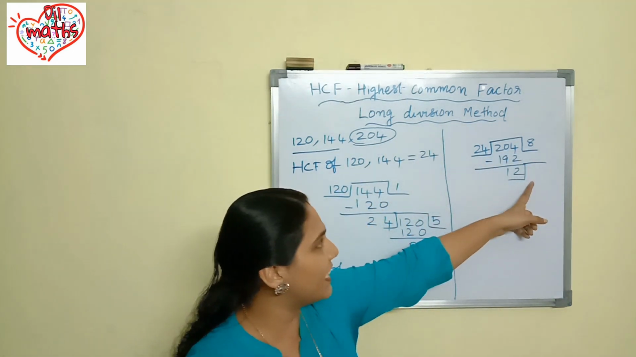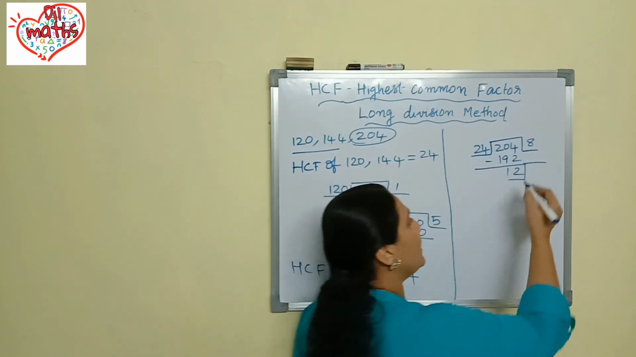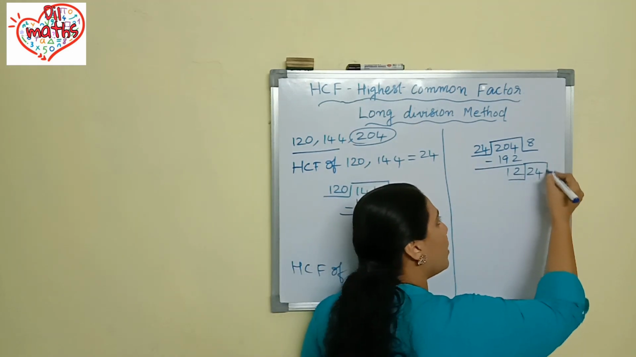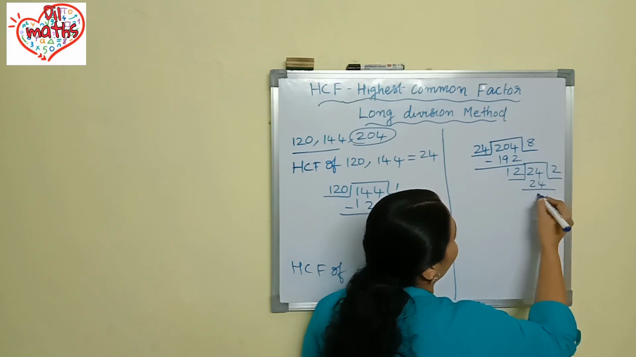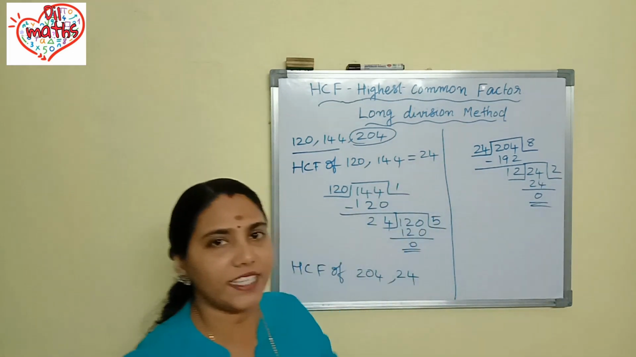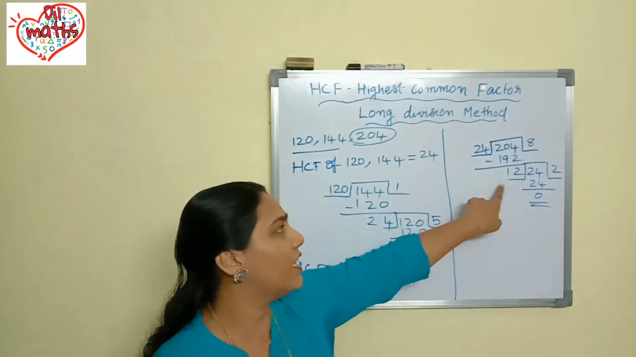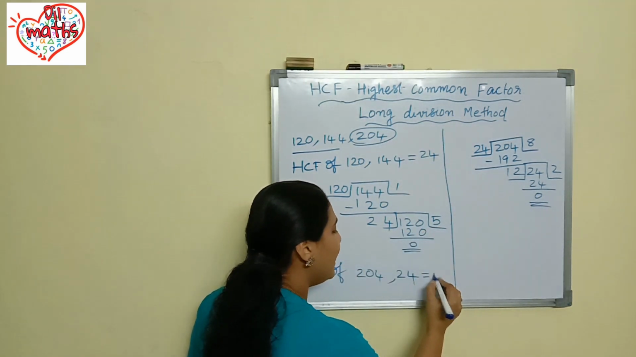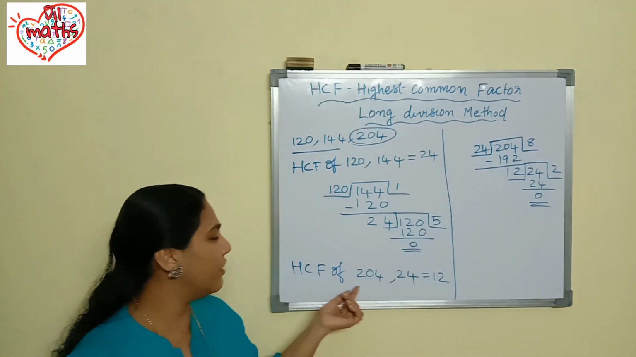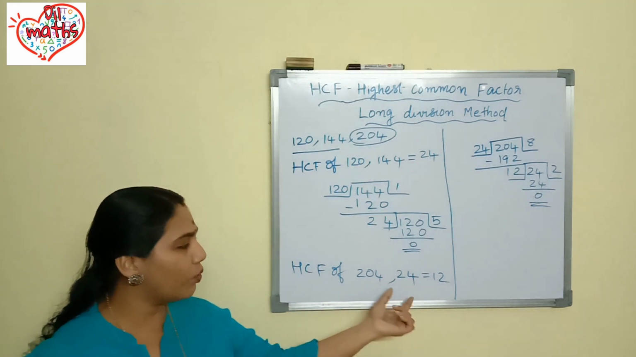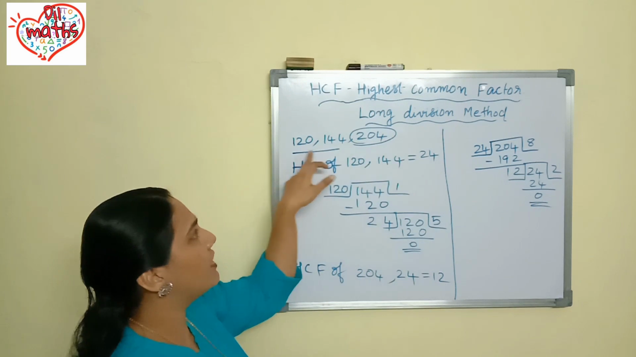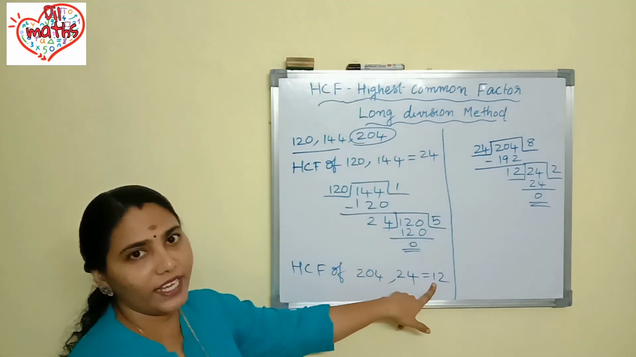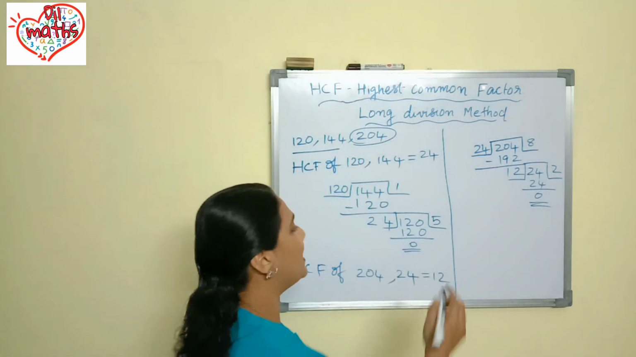Next, what will be the next dividend? 24 will be the next dividend, and the divisor is 12. What will be the quotient? 2 12s are 24. And what did we get as the remainder? The remainder we got is 0. So what is our HCF here? 12 is our HCF. So we got the HCF of 204 and 24 as 12. So the HCF of these three numbers is 12.